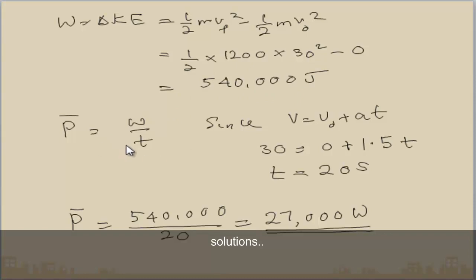To find the average power, we need time, T. We can find T using the equation v equals v0 plus aT. 30 equals 0 plus 1.5 T. So T equals 20 seconds. So the average power is equal to 540,000 divided by 20. So that's equal to 27,000 watts.